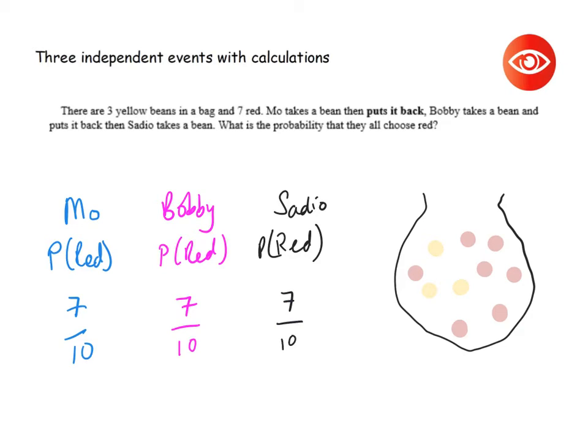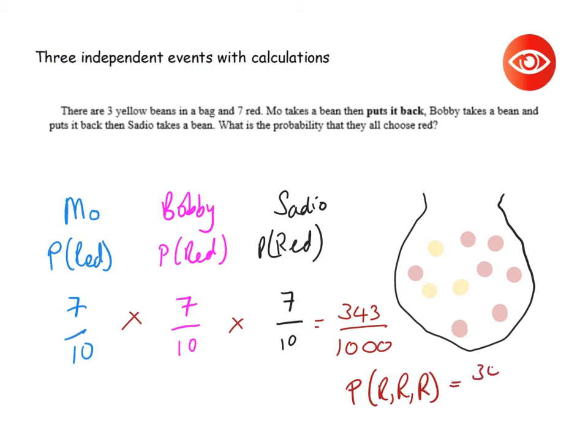So the probability to calculate those 3, we're going to times them together, and that's going to give me 343 over 1,000. So the probability of choosing all 3 reds is 343 over 1,000. Now you could write that as a decimal if you wanted to as well.